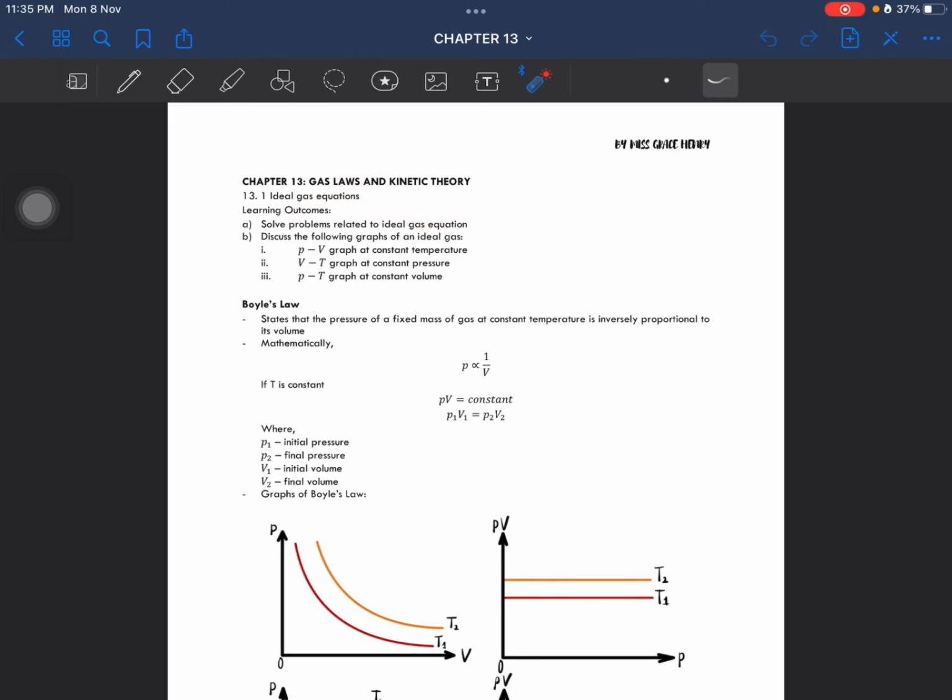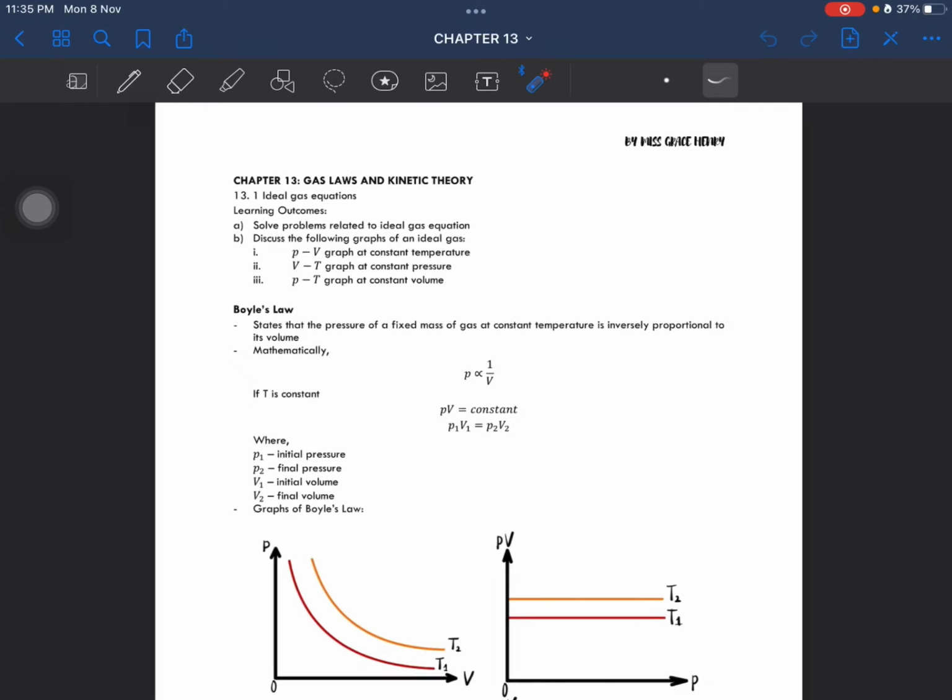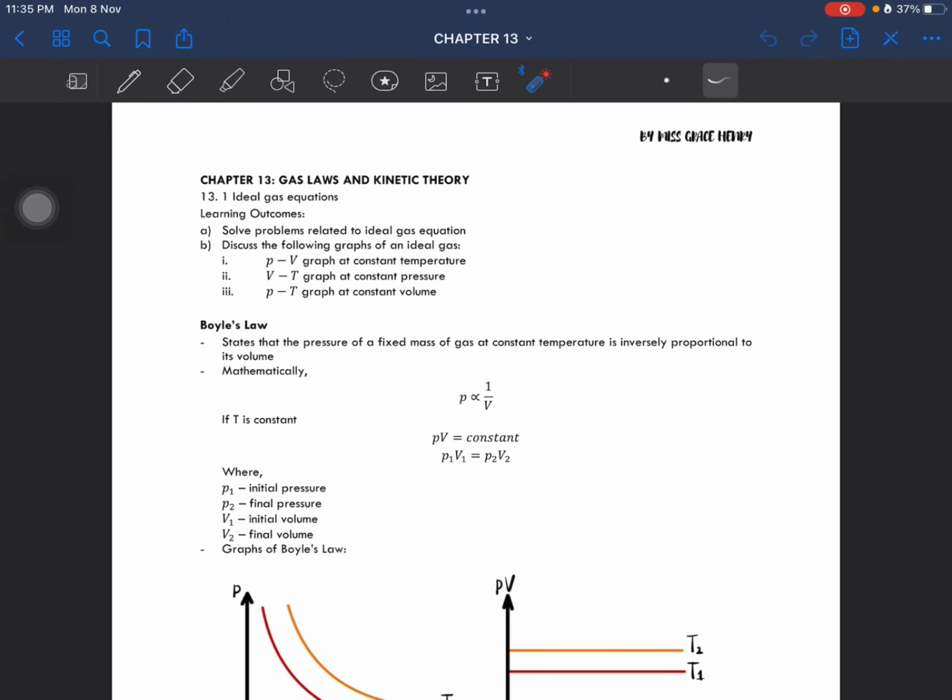This is our second final chapter for this semester. The first subtopic is on ideal gas equations. Before that, there are 3 subtopics for this chapter. So let's go to the first subtopic, which is on the ideal gas equation.